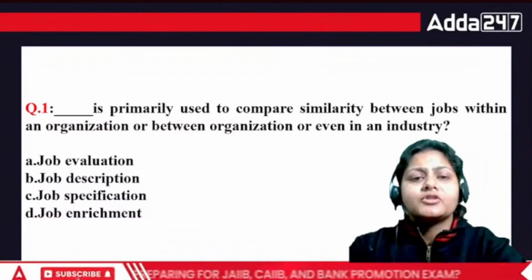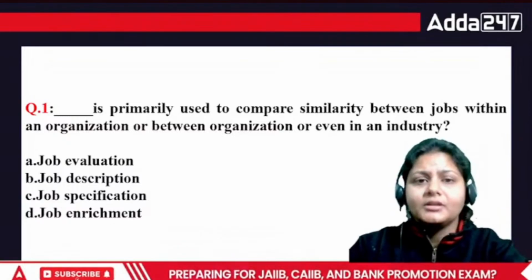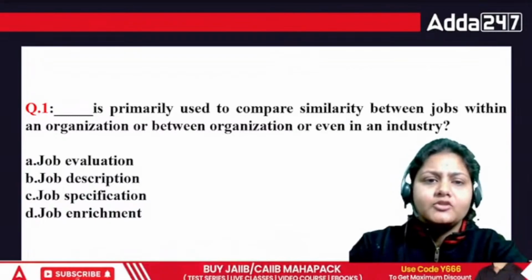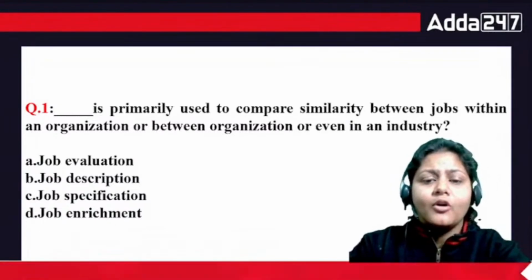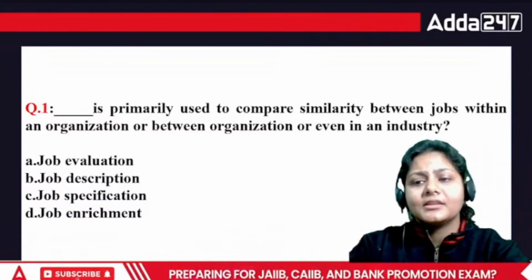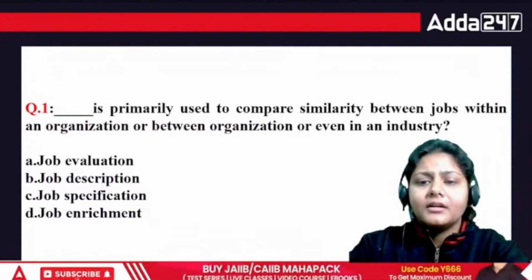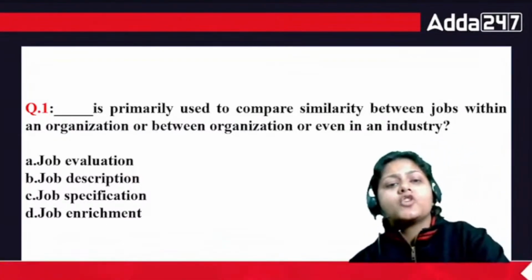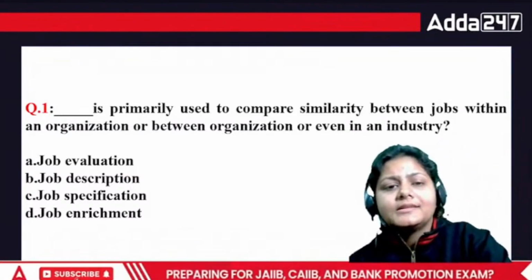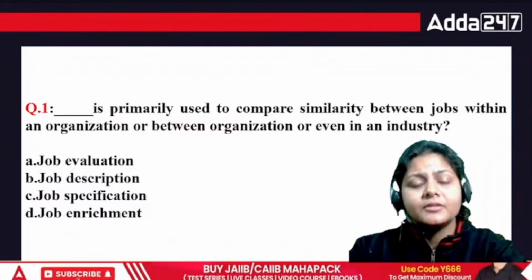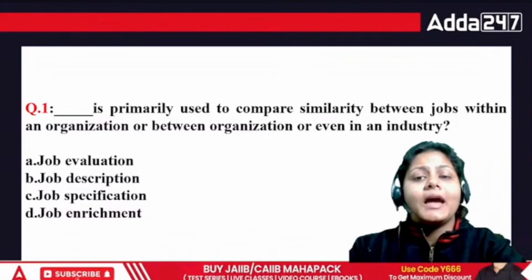So there is a question that which option is primarily used to compare the similarity between the jobs within an organization or between the organization or even the industry. So which one is the right answer? Tell me. See, first option is the job evaluation, right? Second is the job description. Third is the job specification. Fourth is the job enrichment.